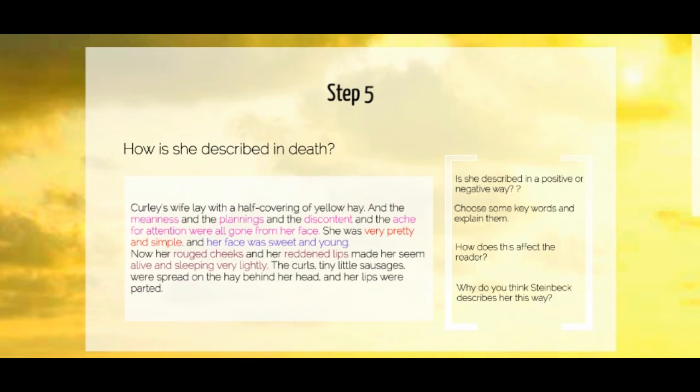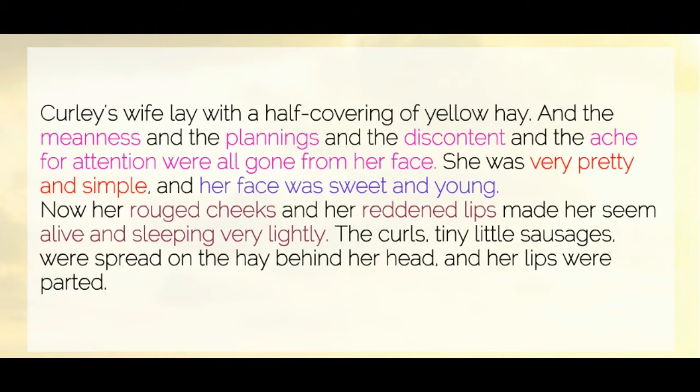So how is she described in death? It's important to note that the only positivity spoken about Curly's wife is after she dies, when she's in the hay, when she is dead. The only other time where there's half positivity is when Slim says, "Hi, good looking," but that is really only said out of politeness. So this is the only time that she's spoken about positively is when she dies. So you need to think to yourself, why, and what does that show about the character and women in society?